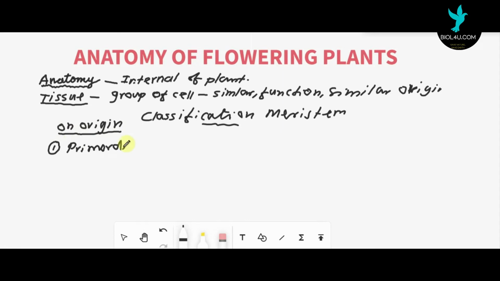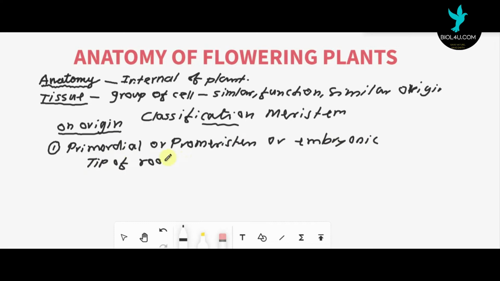So let us see what the primordial meristem is. The alternative name of this meristem is the promeristem, or it is known as the embryonic meristem. These are the alternative names, all one and the same. So what is actually the primordial meristem? The meristem present at the tip of the root and shoot, that is known as the primordial meristem.